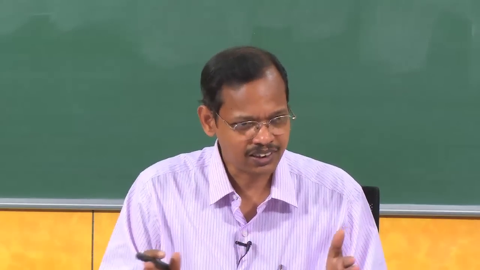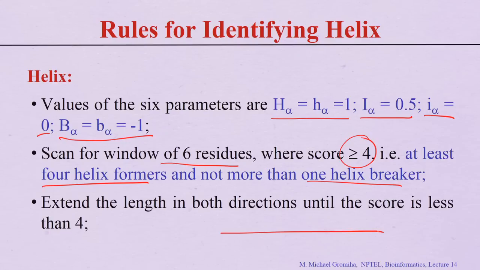Then you can extend the directions. For example, if this is the sequence and you find okay, this is the helical segment, then you can extend and see whether the score goes down or not. If the score is still high, for example the preferred residues are present together, then you can add up, and then finally you can add up to here to make the complete helix.